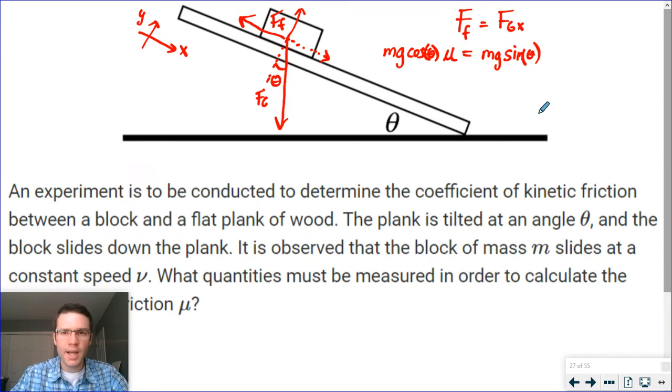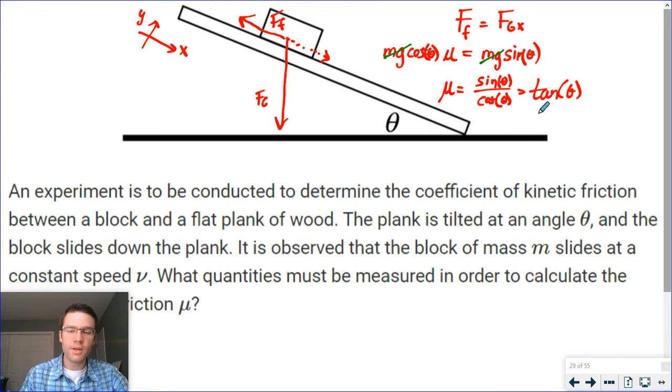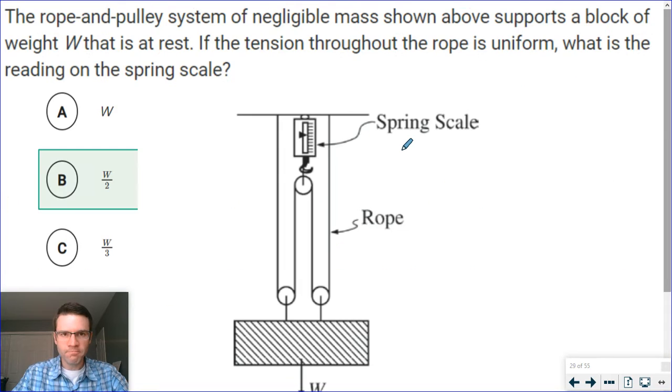Mg cancels out on both sides, and then you can solve for mu, and you get sine theta over cosine theta, which is tangent of theta, which means all you need to do is measure this angle and you can calculate your mu value. And that's what we did with our lab as well.